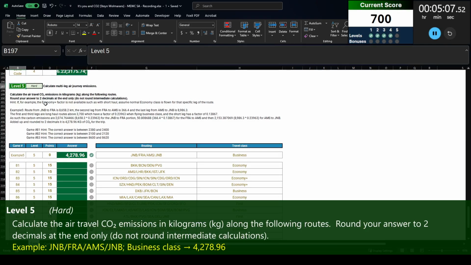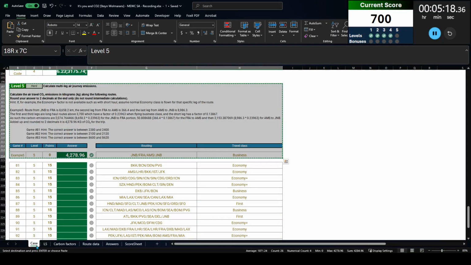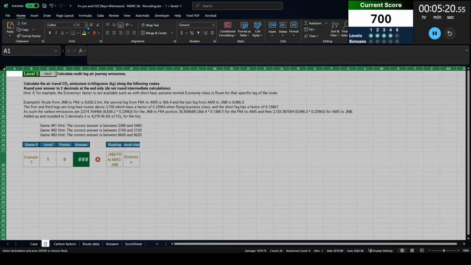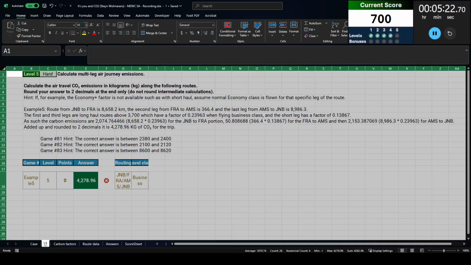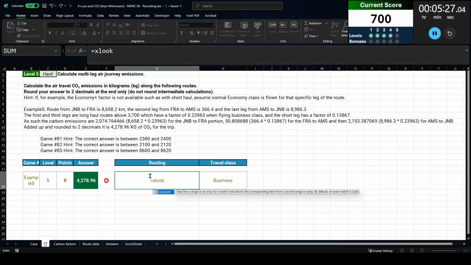And finally, level 5. Now we're taking multiple city routes and it asks us to calculate the total CO2 emissions amongst all of these routes. So one of the tricky things might be, how do we find out each individual flight along the route? Well, for me, I did a combination of TEXTSPLIT and DROP. I'm text splitting based on the slash that you see here.